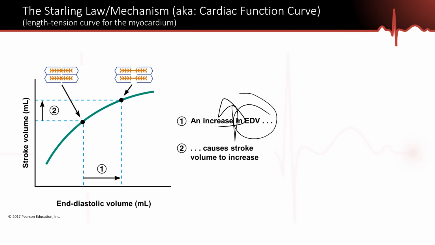And what are the right and left ventricle made up of? The right and left ventricle are made up of cardiac muscle fibers. So if the right and left ventricle stretch more because there's more blood filling in them, then the ventricular muscle fibers will stretch more. And this is what we know.